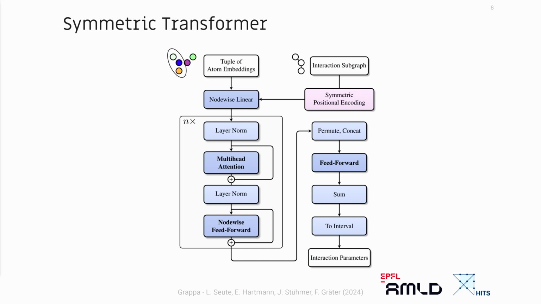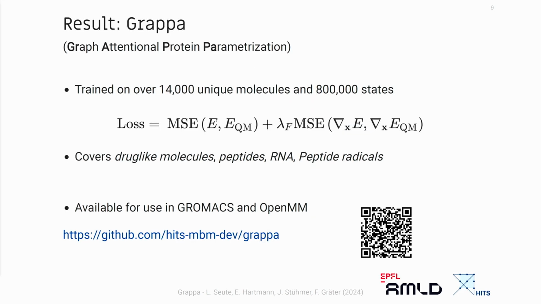to these permutations. The last layer is a mapping to an interval, because you know from physics that MM parameters need to have a certain range. For example, force constant should be positive, equilibrium angle should be between 0 and pi. This we enforce there. Okay, we call this architecture GRAPPA, for graph attentional protein parameterization, but it's more general than proteins, as you will see soon.